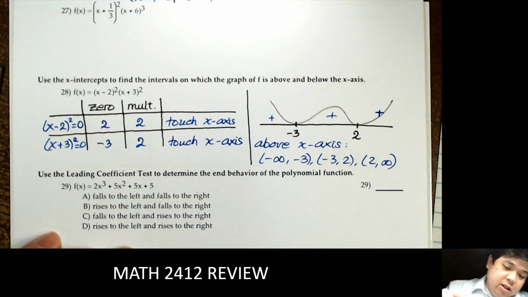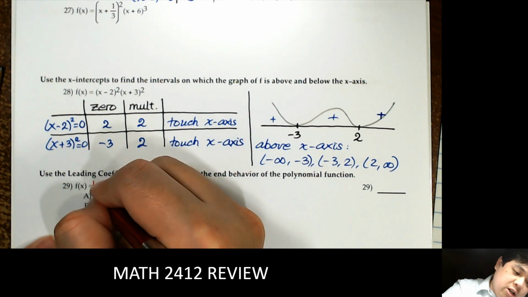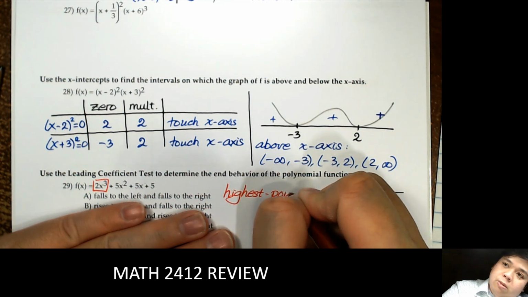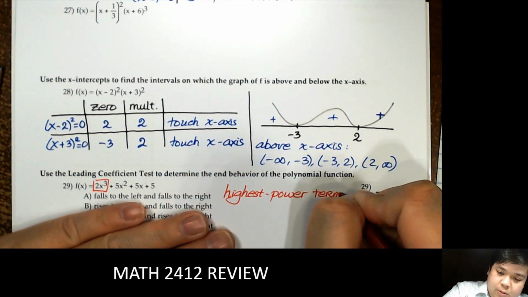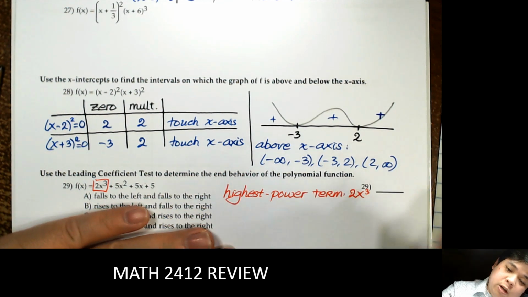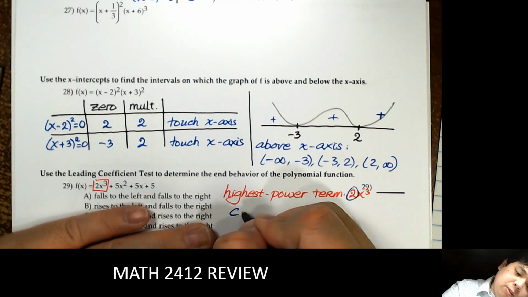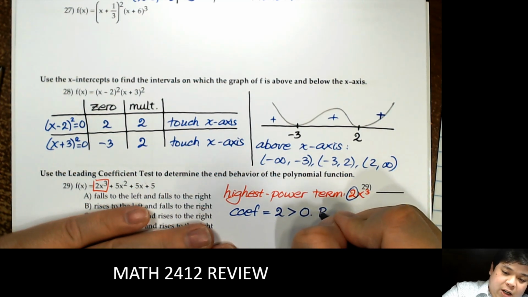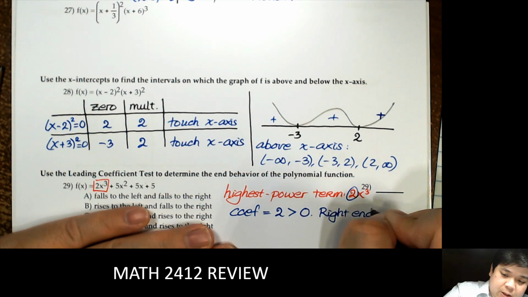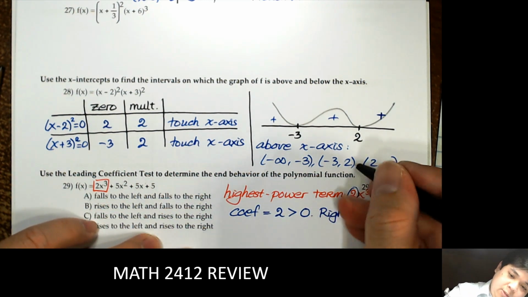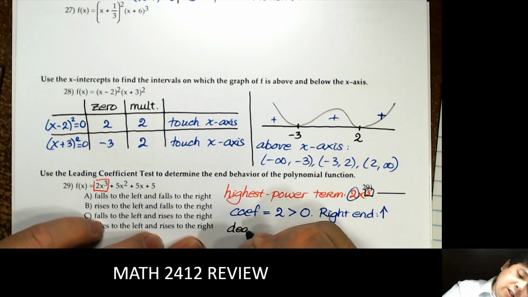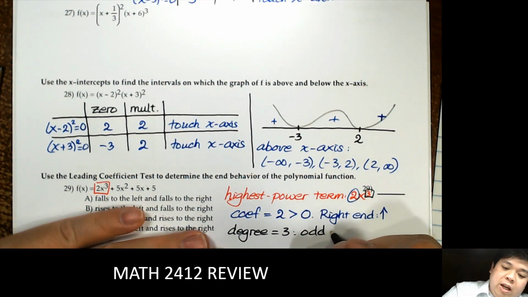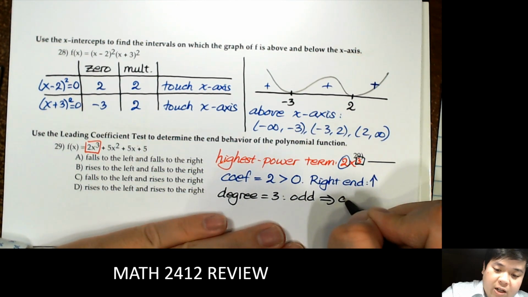Next, determine the end behaviors. So for that, we just look at the highest power term, 2x cubed. First, the coefficient is 2, which is positive. If it's positive, the right hand goes up. Next, the degree is 3, which is odd. If it's odd, the behavior will be opposite on both ends.